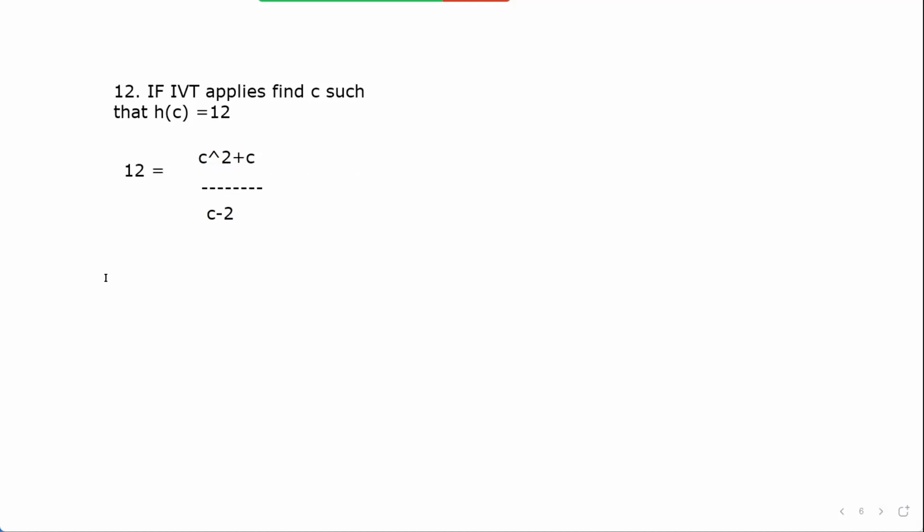Can't you just, because 12 is over 1, multiply 12 with c minus 2 and 1 with c squared plus c? Yeah, very carefully. Don't overcomplicate your life. This is c squared plus c, and the other side is going to be 12 times c minus 2.